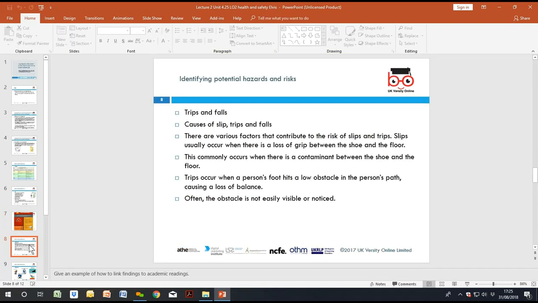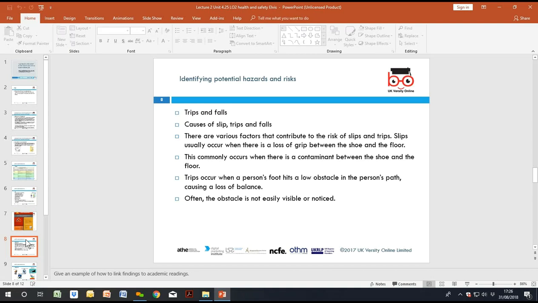Right, so we've looked at infection, we have looked at fire. The next slide will look at potential hazards and risks that we often find in homes, resulting from trips and falls. Now, there are a lot of causes of slips, trips, and falls in the health and social care environment that need to be risk assessed. There are various factors that can contribute to the risk of slips and trips.